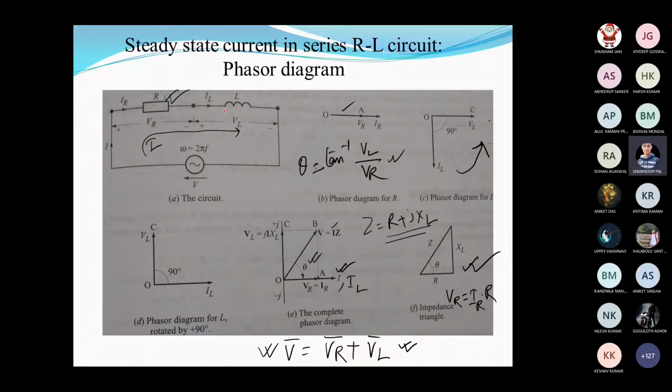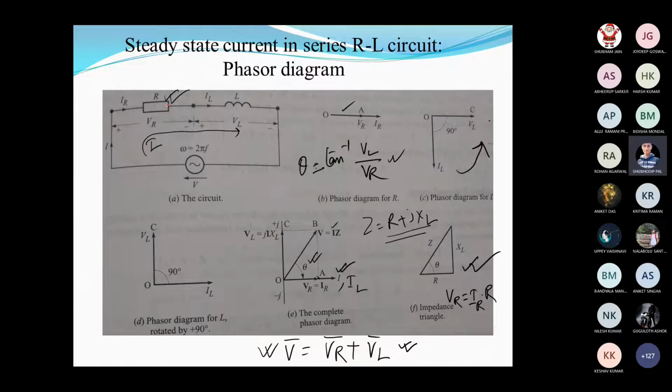So as I told you, resistance and inductance will definitely be there in the circuit. So resistor and inductor, if we excite them by a source, then the current will be flowing, IR and IL, like this.